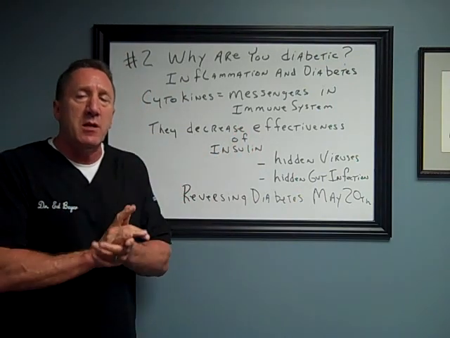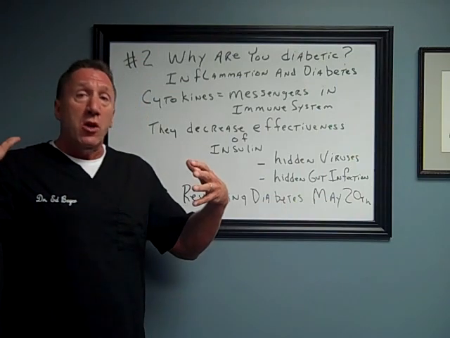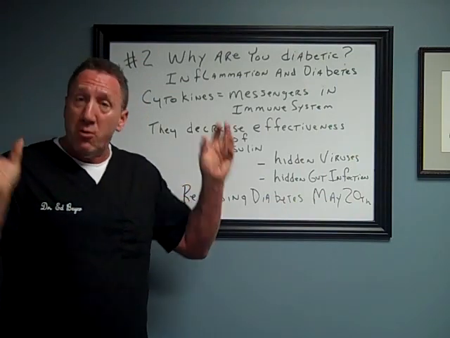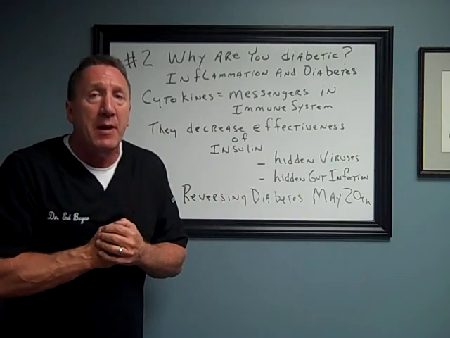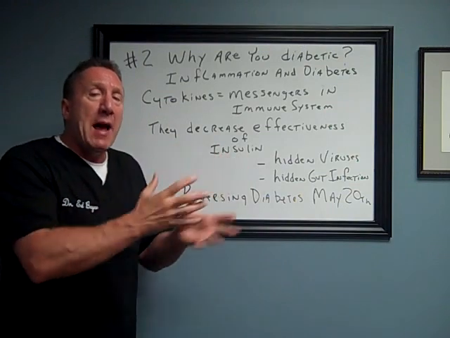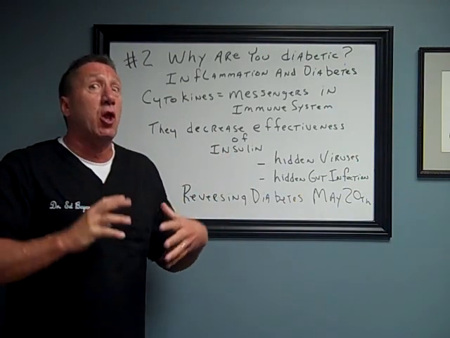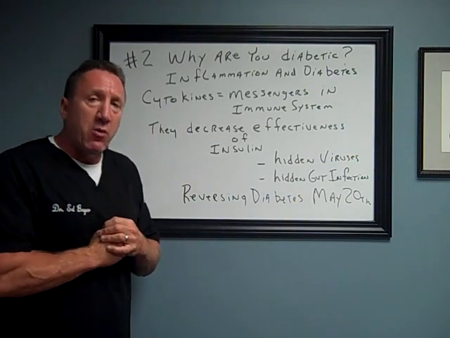The problem is your cells are not listening to it. It's like if you're talking at your wife or your spouse or your husband all the time, and they just tune you out. That's what's happening. In type 2 diabetes, the cells are not responding to the insulin, and it's as if it is low. And one of the things that'll do that are increased cytokines.